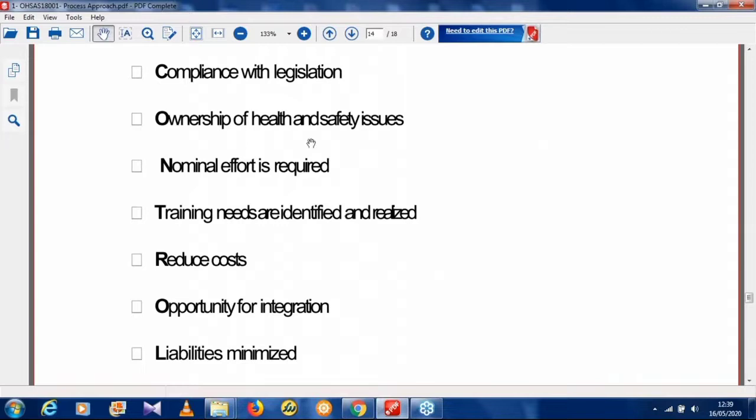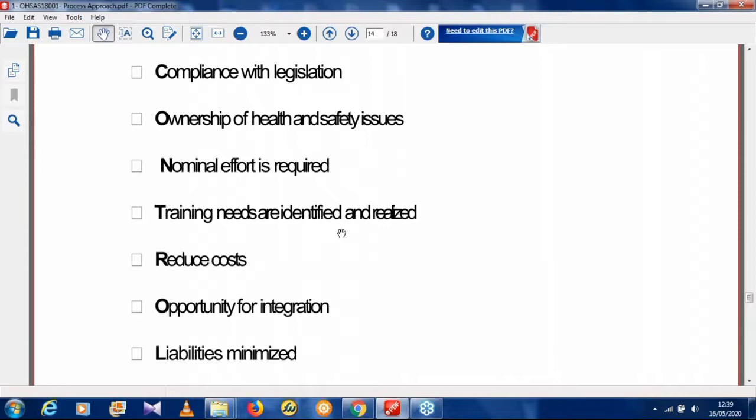Control, compliance to legislation, ownership of health and safety issues. That's you taking responsibility of action, a conscious effort to make sure that you comply to health and safety issues. That's what we're talking about. Then we'll talk about training needs that are identified and realized. Then we'll also talk about reduced costs. I've explained that earlier. The same thing, reduced costs.